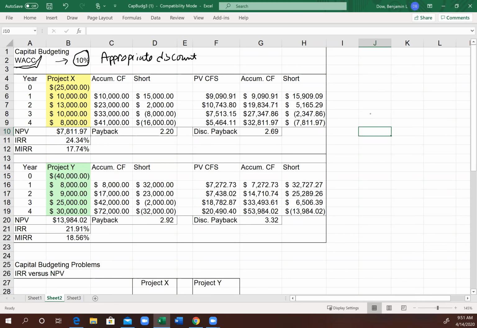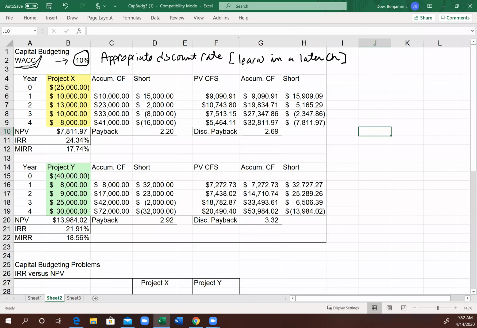So it has a special name. And we'll learn about it in a later chapter. There's lots of different things with capital budgeting. So we're kind of stuck right now on using the tools.